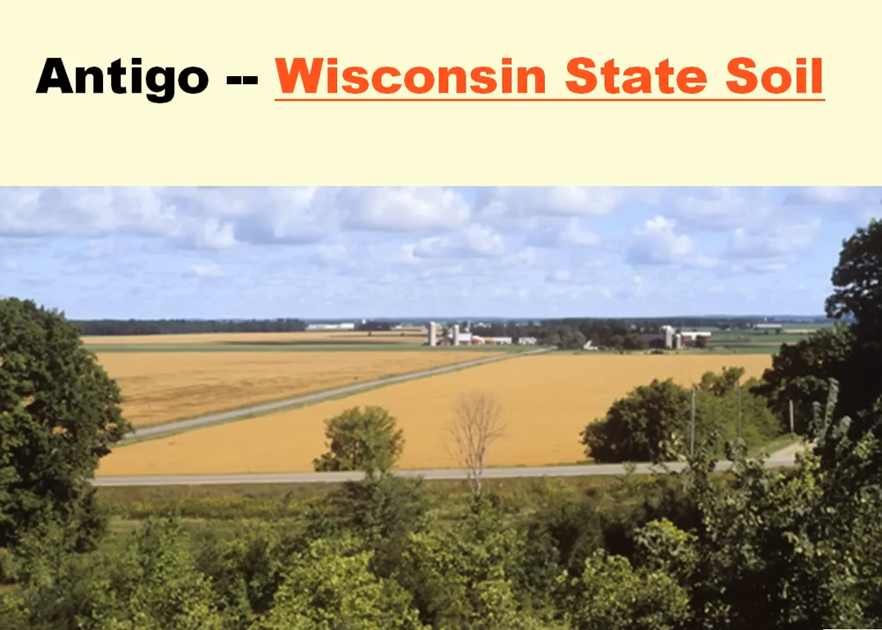So let's talk about Wisconsin. How many of you know what the state bird for Wisconsin is? If you said the robin, you're right. How many of you know what the state tree is? Is it the sugar maple? Well, we actually have a state soil, and the Wisconsin state soil is the Antigo series soil. So here we see a picture of the Antigo soil.